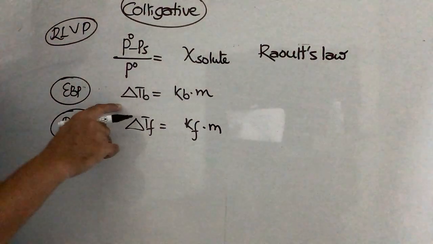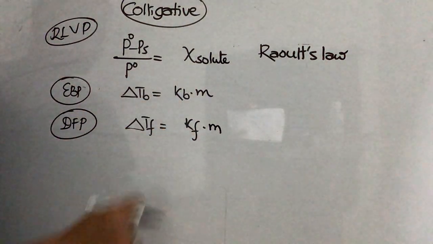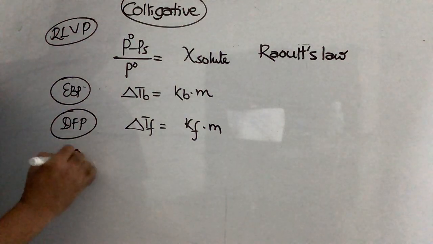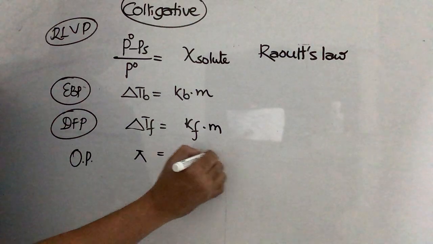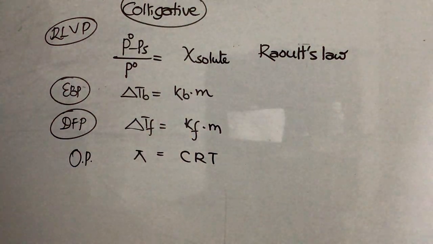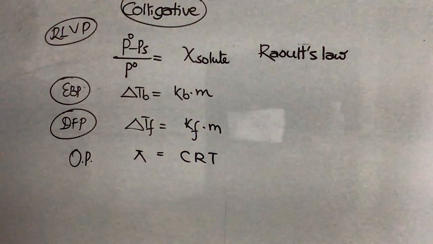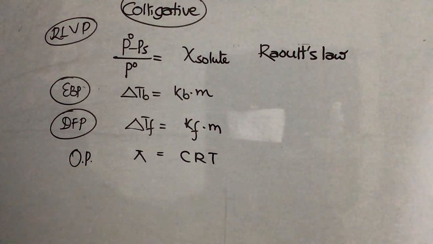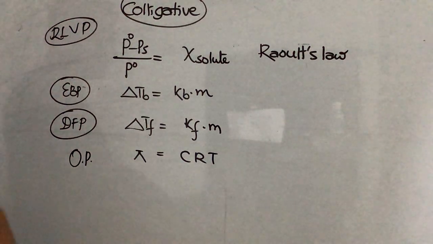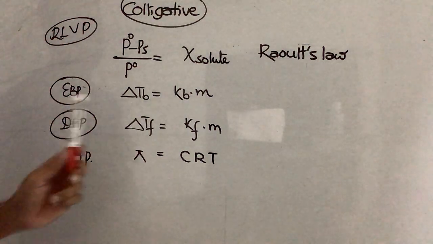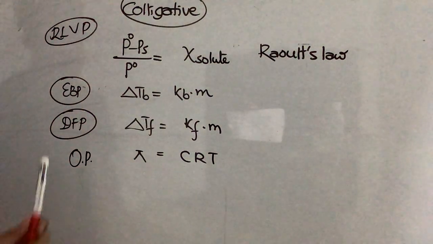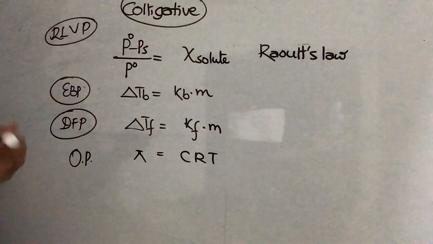Okay. Delta Tb is equal to Kb into m, delta Tf is equal to Kf into m, and osmotic pressure, pi is equal to CRT. I am just explaining which formulas you need to remember. RLVP, (P0 - Ps)/P0 is equal to the mole fraction of solute; elevation in boiling point, delta Tb is equal to Kb into m; delta Tf is equal to Kf into m; pi is equal to CRT.